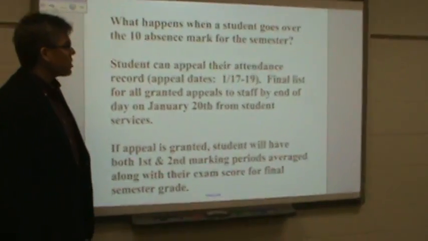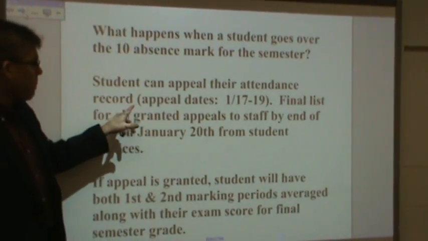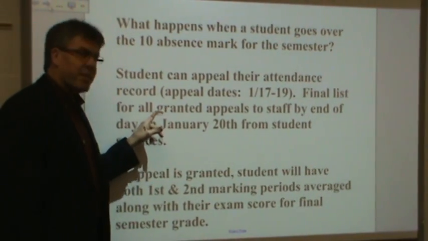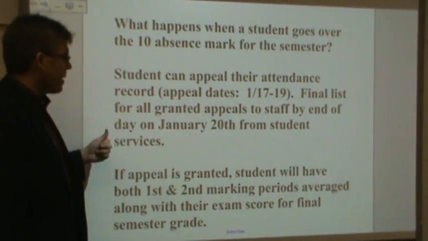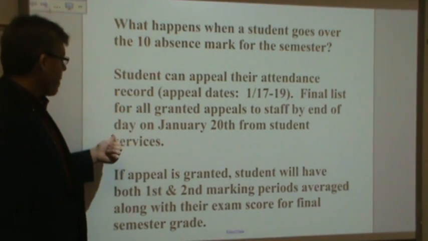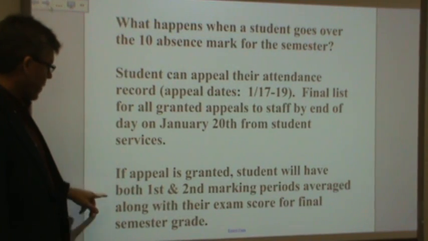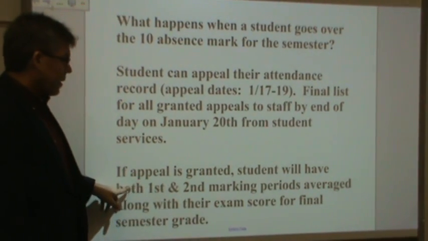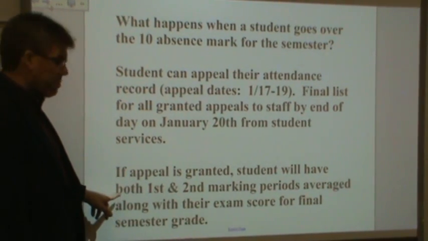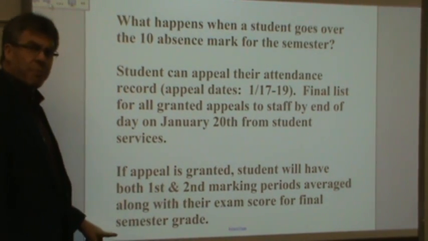What happens when a student goes over the 10 absence mark for the semester? Well, a student can appeal their attendance record, and the appeal dates are set for January 17th, 18th, and 19th. The final list for all granted appeals will come to the staff by the end of the day on January 20th from Student Services. If an appeal is granted, the student will have both first and second marking periods averaged along with their exam score for their final semester grade.